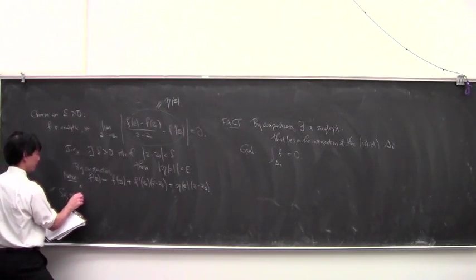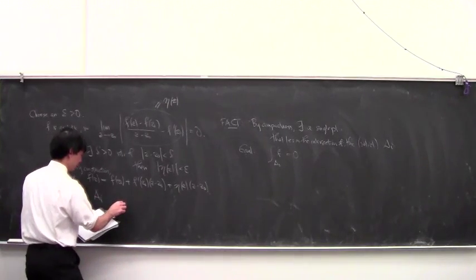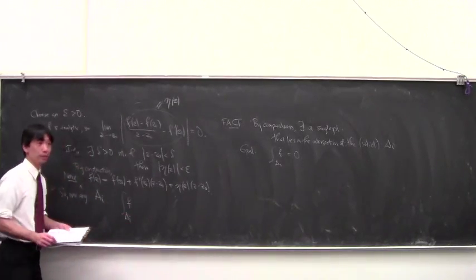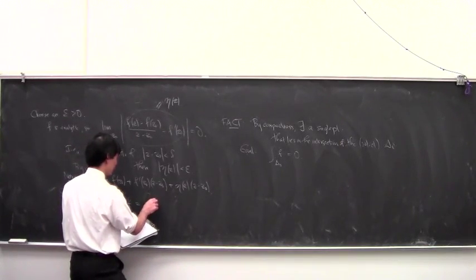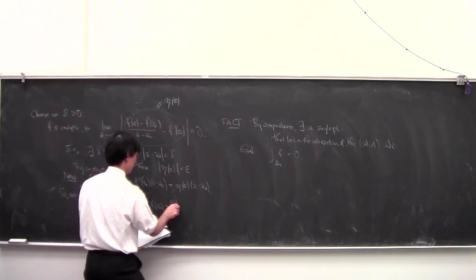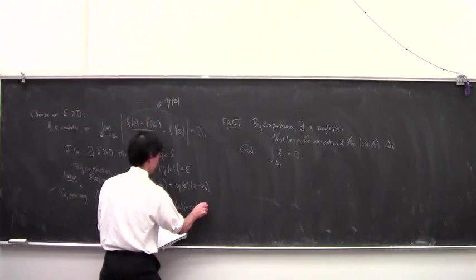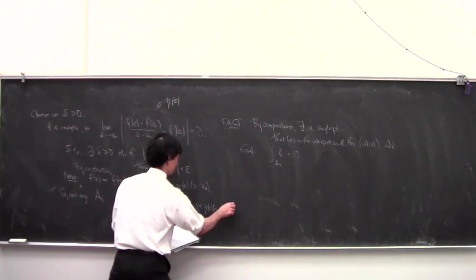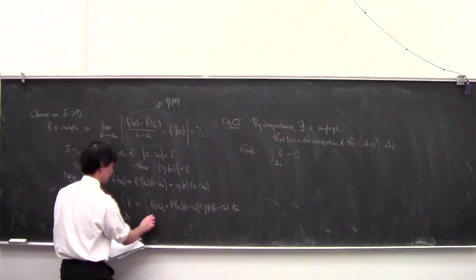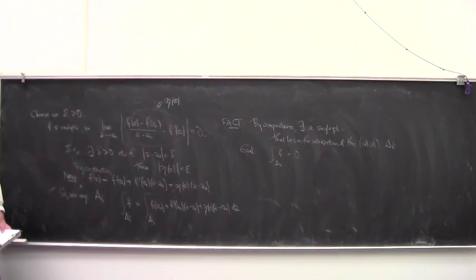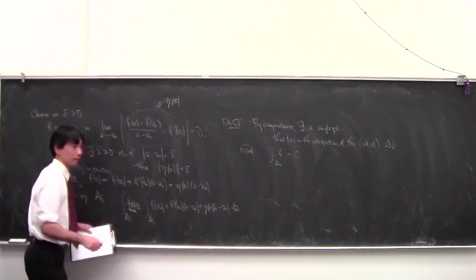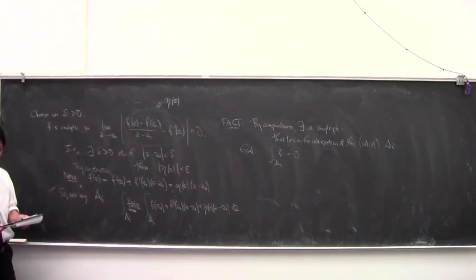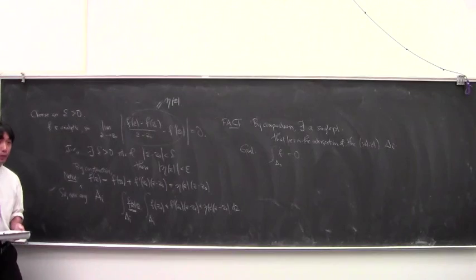So over any triangle, if we look at the integral of f over that triangle, we can write that as the integral of f of z naught plus f prime of z naught times (z minus z naught) plus eta of z times (z minus z naught). I'm just substituting for f of z. Okay, so far so good.